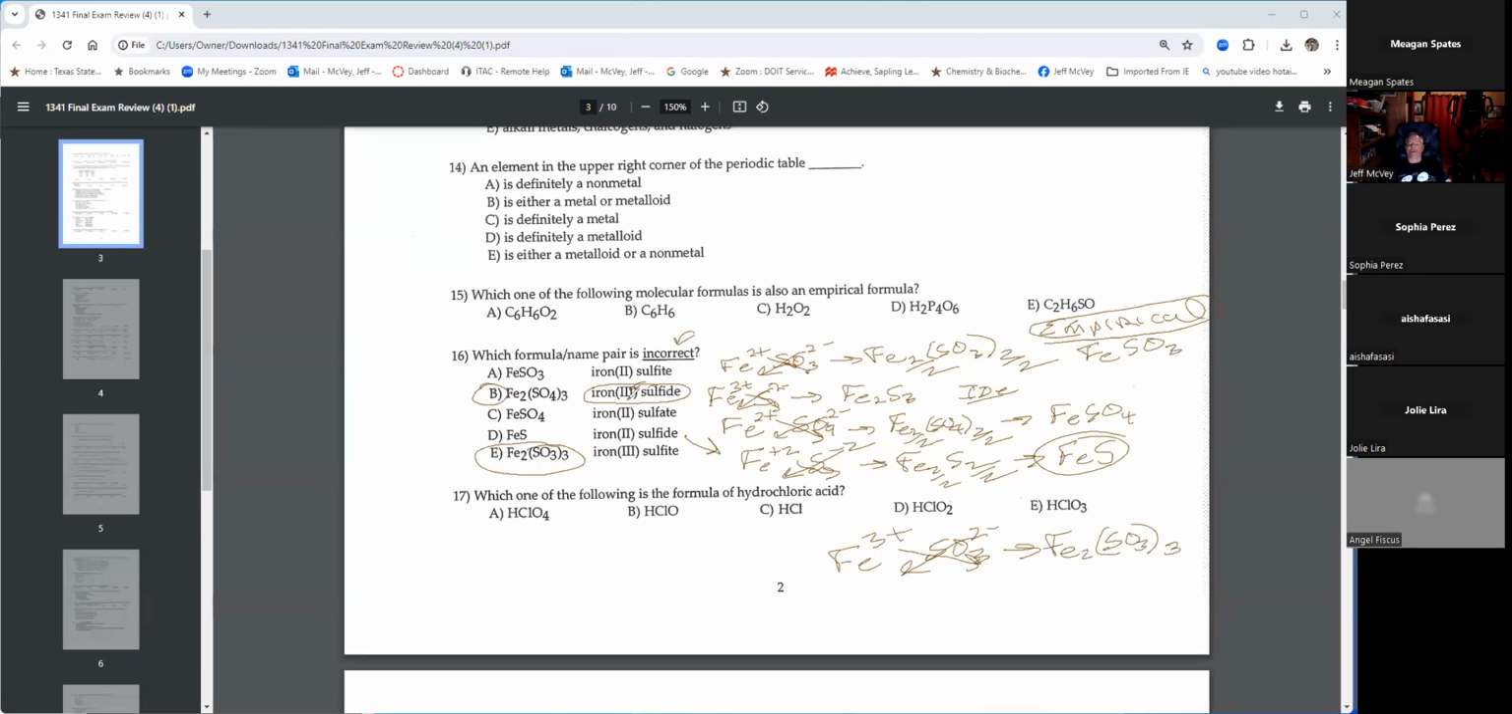So learn how to do a little bit of naming, guys. There is naming on this test. And it's naming ionic compounds, and I think there's a molecular compound as well. By the way, know your strong acids.